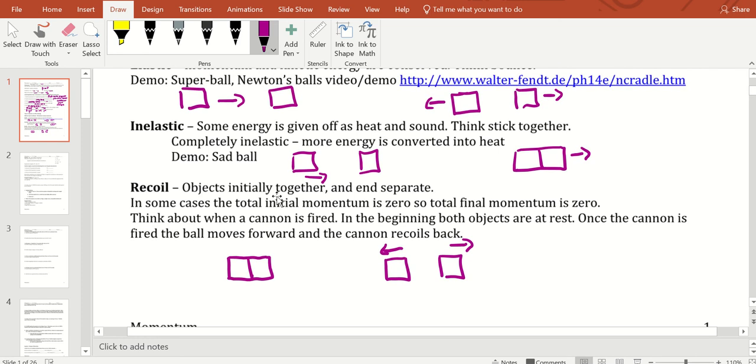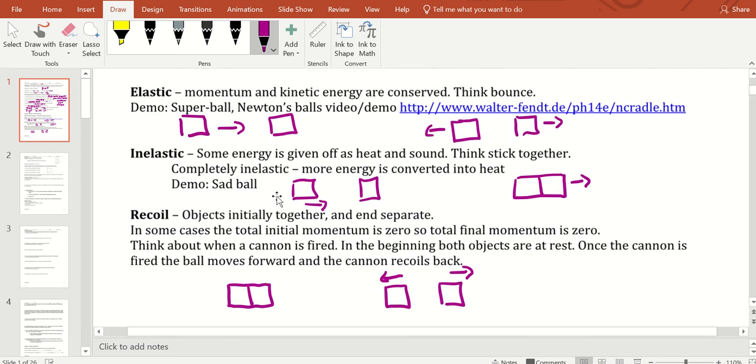So those are the three types of collisions. Elastic, start separate, end separate. Inelastic, start separate, end together. And recoil, start together, end separate.